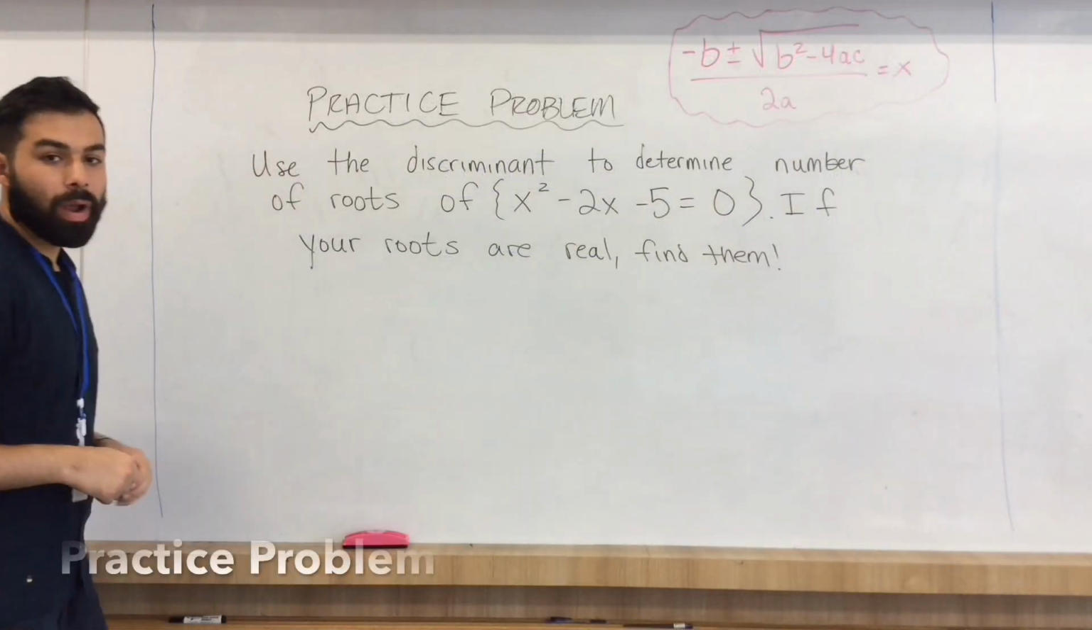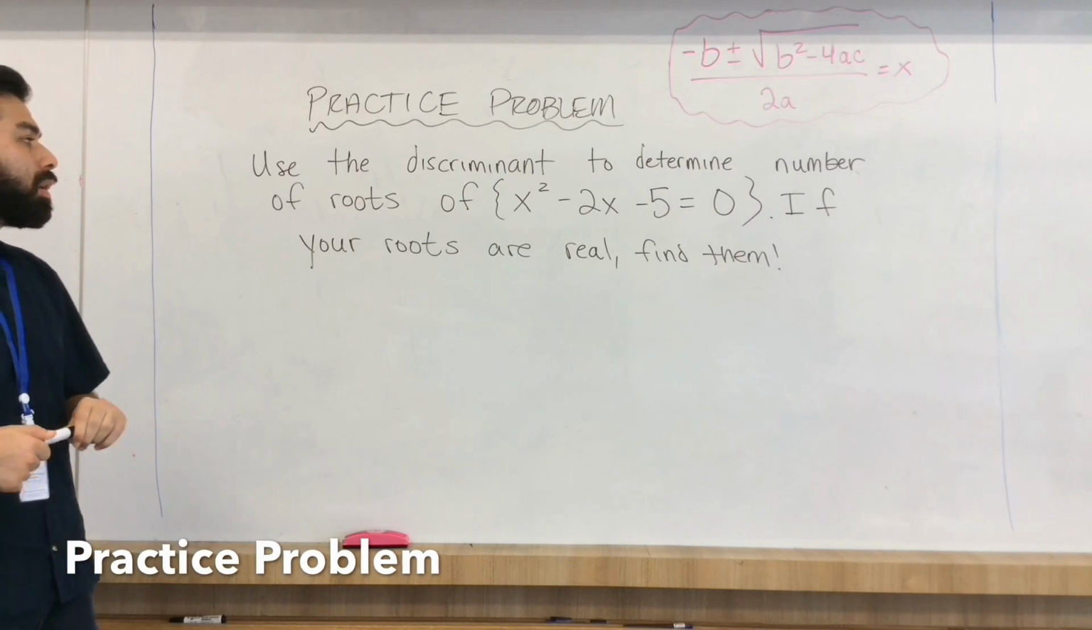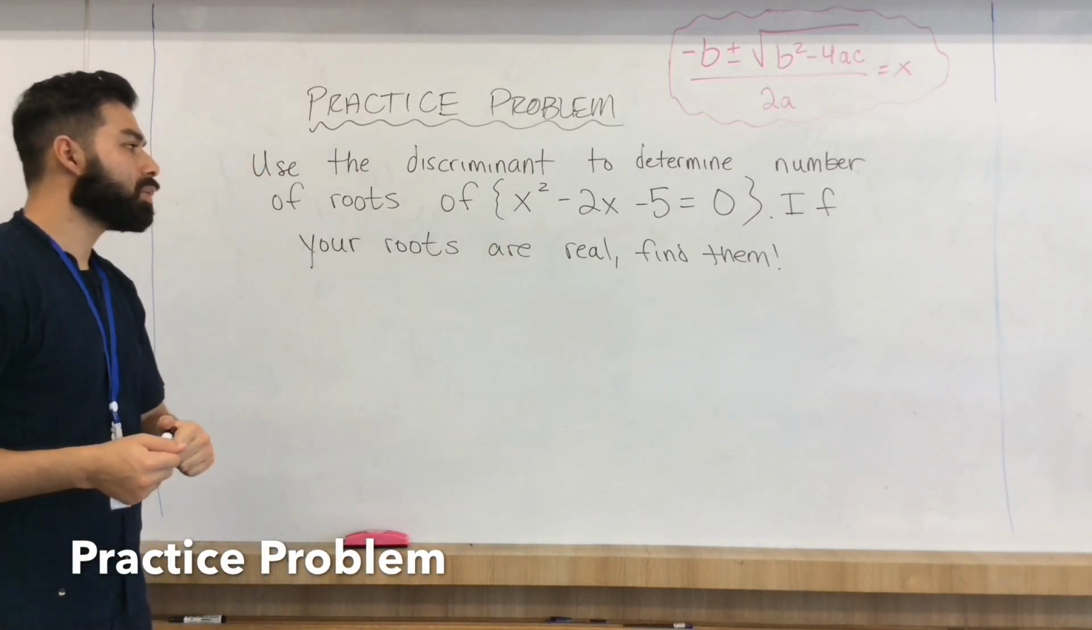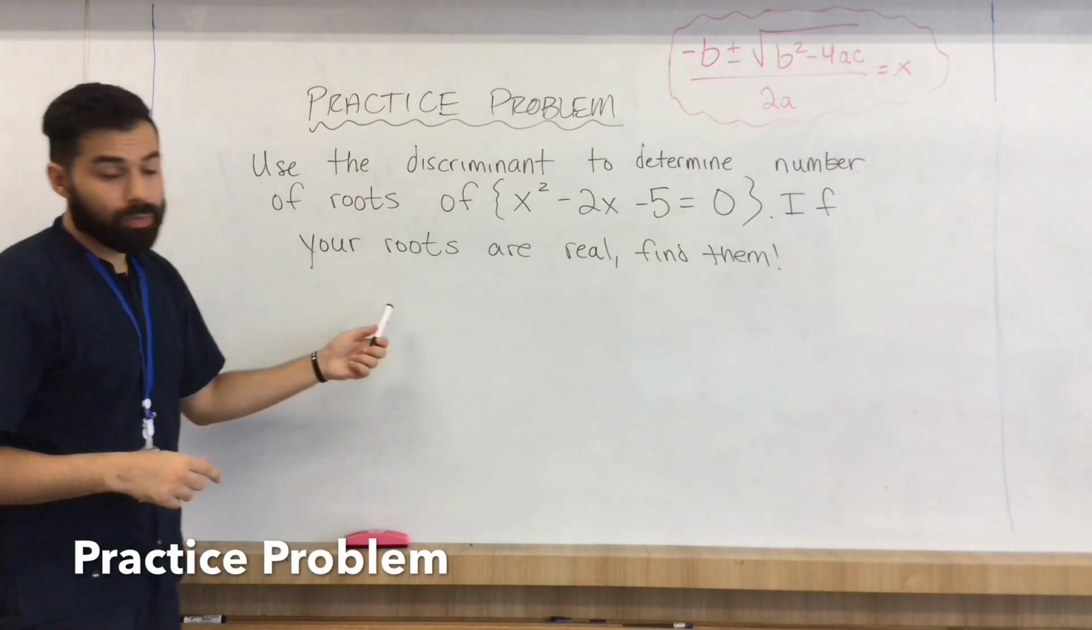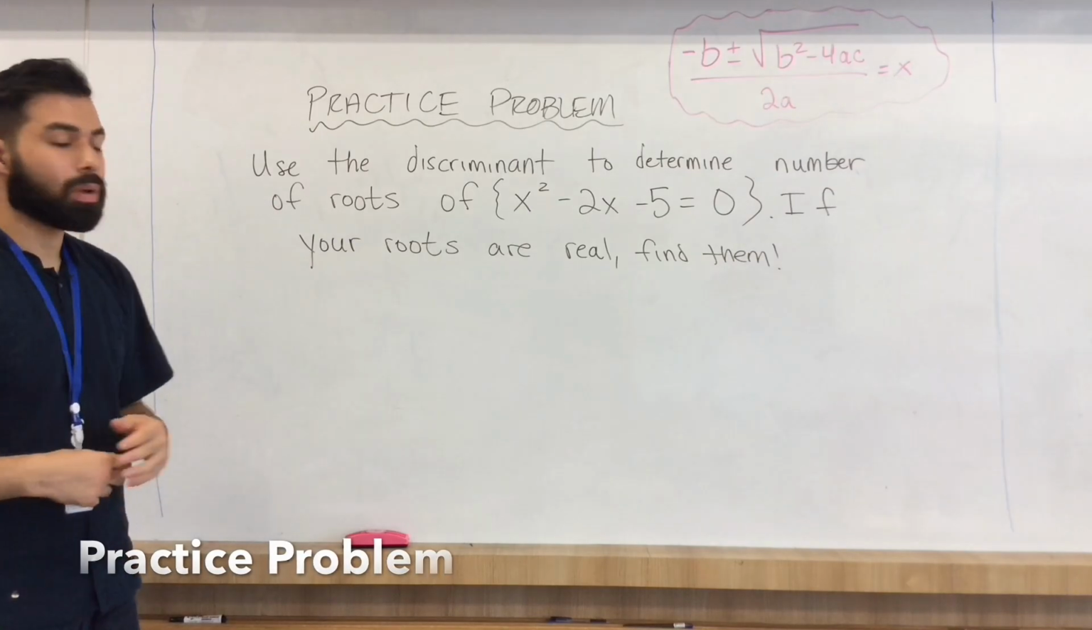All right, so for your practice problem for tonight, use the discriminant to determine the number of roots of x squared minus 2x minus 5 is equal to 0. If your roots are real, I want you to find them. So there is your practice problem for tonight.